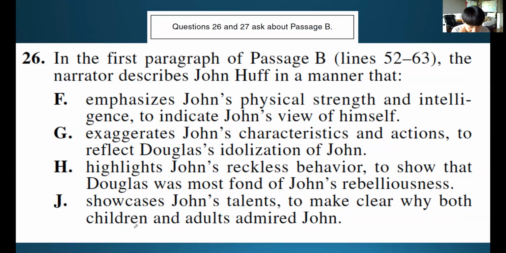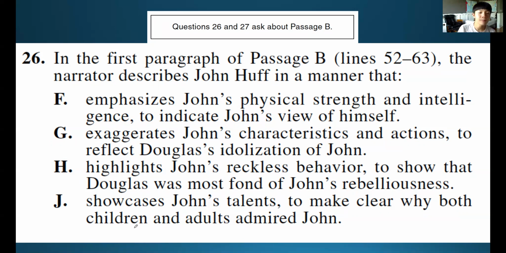So in the first paragraph of passage B, lines 52 to 63, the narrator describes John Huff in a manner that, well, he's kind of describing John Huff as a person that can leap from the sky like a chimpanzee, could live underwater 2 minutes, slide 50 yards downstream. Are these things regular people can do? No. It's saying John Huff is amazing, right? It's kind of idolizing John Huff.